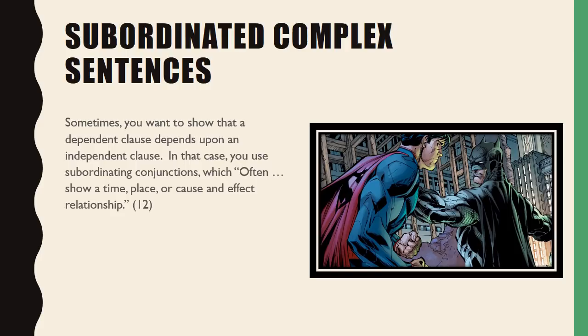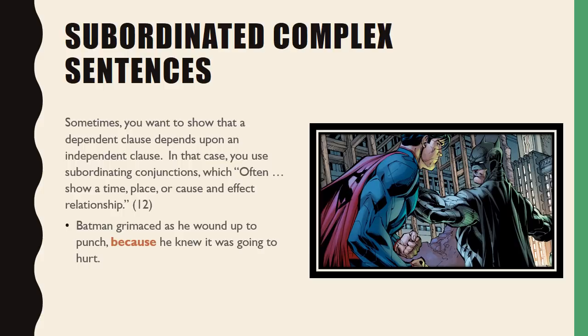So let's look at an example. We've got the example, Batman grimaced as he wound up to punch because he knew it was going to hurt. So in this case, we're showing a cause and effect relationship. Batman grimaced because it was going to hurt. And because he knew it was going to hurt, right? We could also reverse that, and we could say because he knew it was going to hurt, Batman grimaced as he wound up to punch. And in this case, we know that one is causing the other. And that's a subordinated complex sentence.